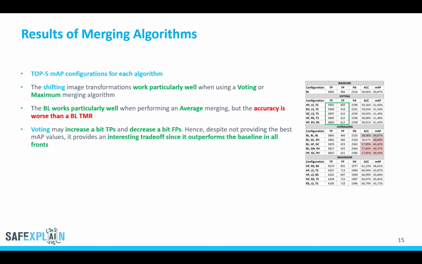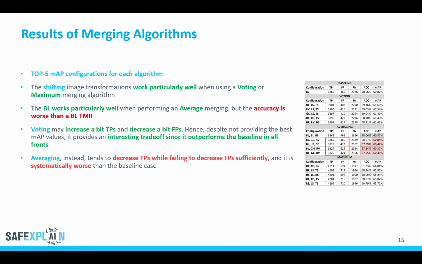And then if we look a bit more into the results, we see that voting may increase a bit the true positives, right? As we see, the baseline had 3,800 something, and now we have like 40 more true positives with the first configuration. And it also decreases the false positives. So basically it's outperforming the baseline on all fronts. So we have more true positives, fewer false positives, and we have more ACC and more MIP.